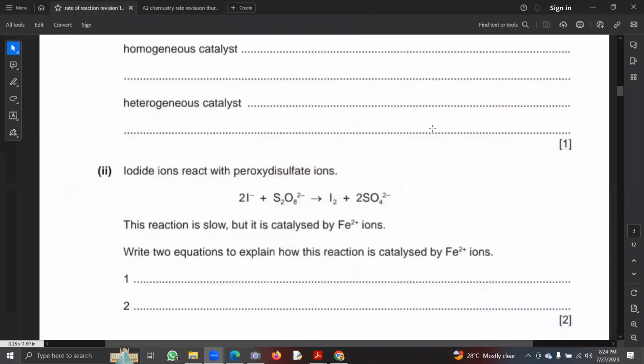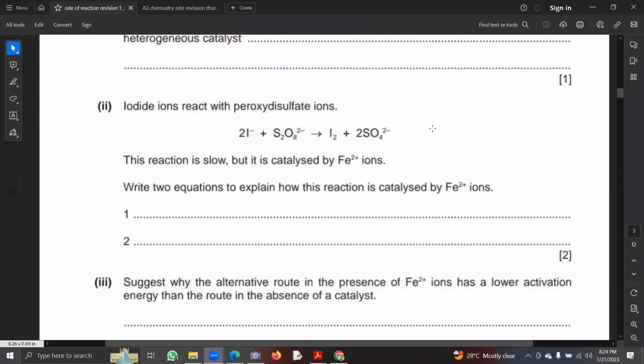Go to the next one. Iodide ions react with peroxodisulfate ions like this. This reaction is slow, but it is catalyzed by Fe2+ ions. Write two equations to explain how it is catalyzed. So I have to break it into two steps. The final answer should be this, and you have to get it.